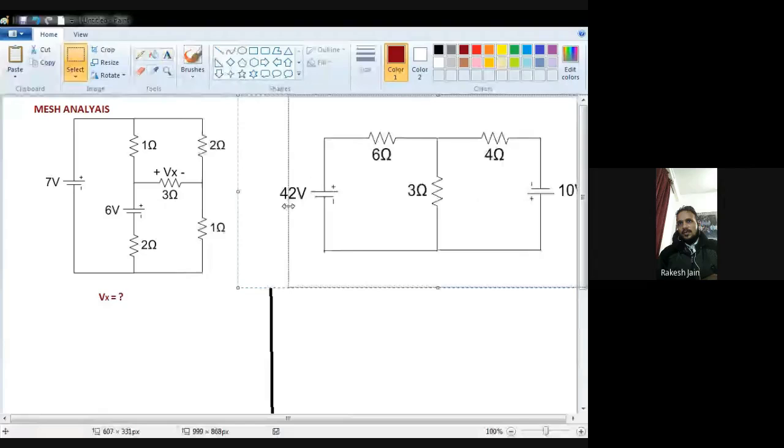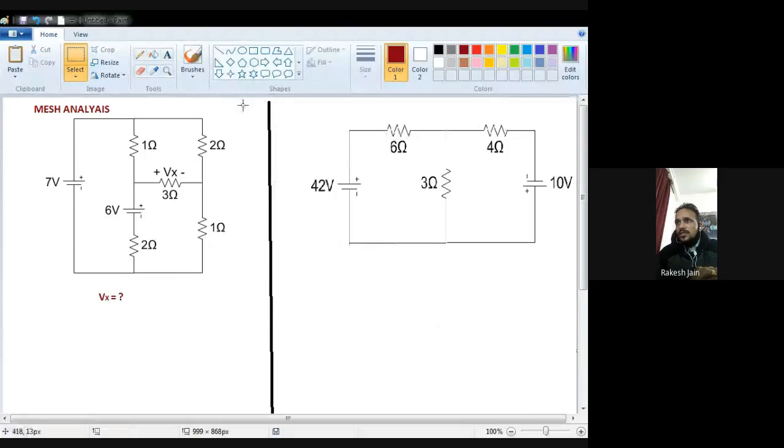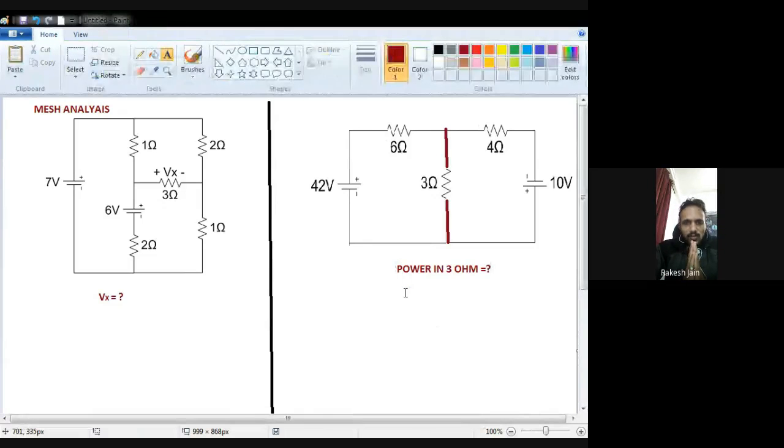Yes. Let's suppose this is my second numerical, in which this 3 ohm resistance is connected with the upper side as well as the lower side. I have to find the power consumption in this 3 ohm resistor. So these are the two numericals in front of you, and we have to solve them with the help of mesh analysis.